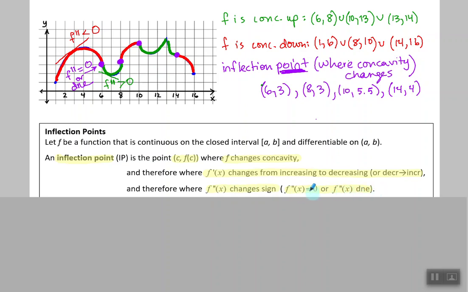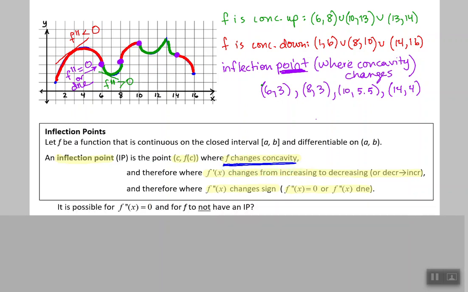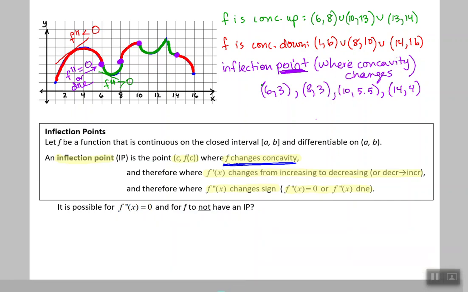Now just because we find those places does not guarantee we have an inflection point. We have to make sure that f changes concavity. Question, is it possible for the second derivative to equal 0 and for f to not have an inflection point? Well, let's think of a couple different example functions.